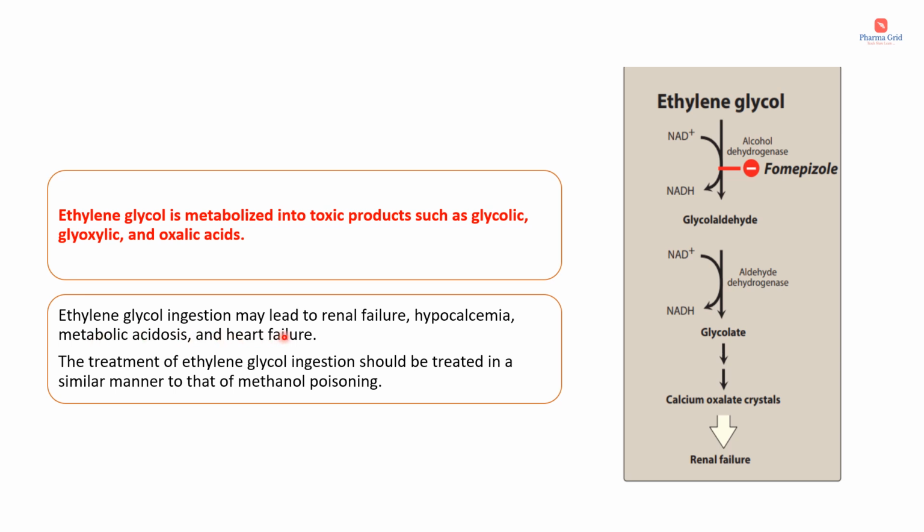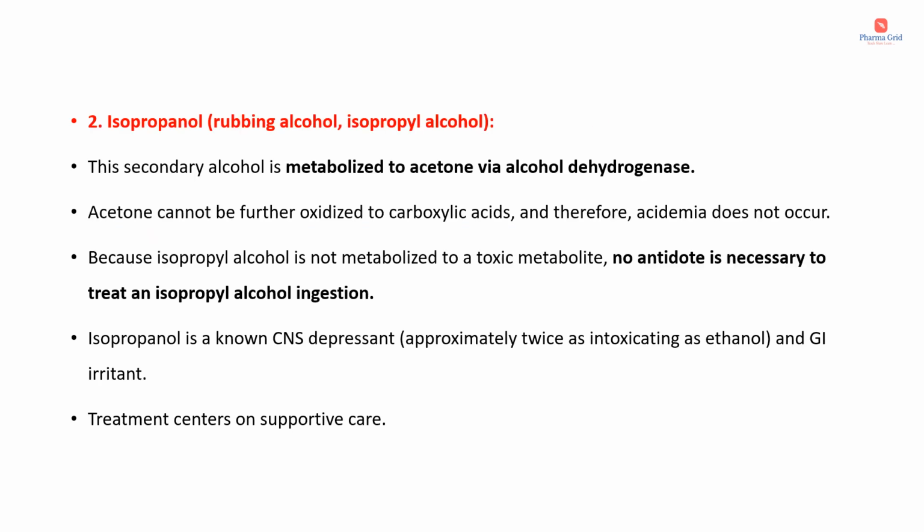Ethylene glycol ingestion may lead to renal failure, hypercalcemia, metabolic acidosis and heart failure. Ethylene glycol ingestion should be treated in a similar manner to methanol poisoning. That is, the antidote available for alcohol poisoning is fomepizole. So here you can see how fomepizole acts. So we have seen about methanol and ethylene glycol.